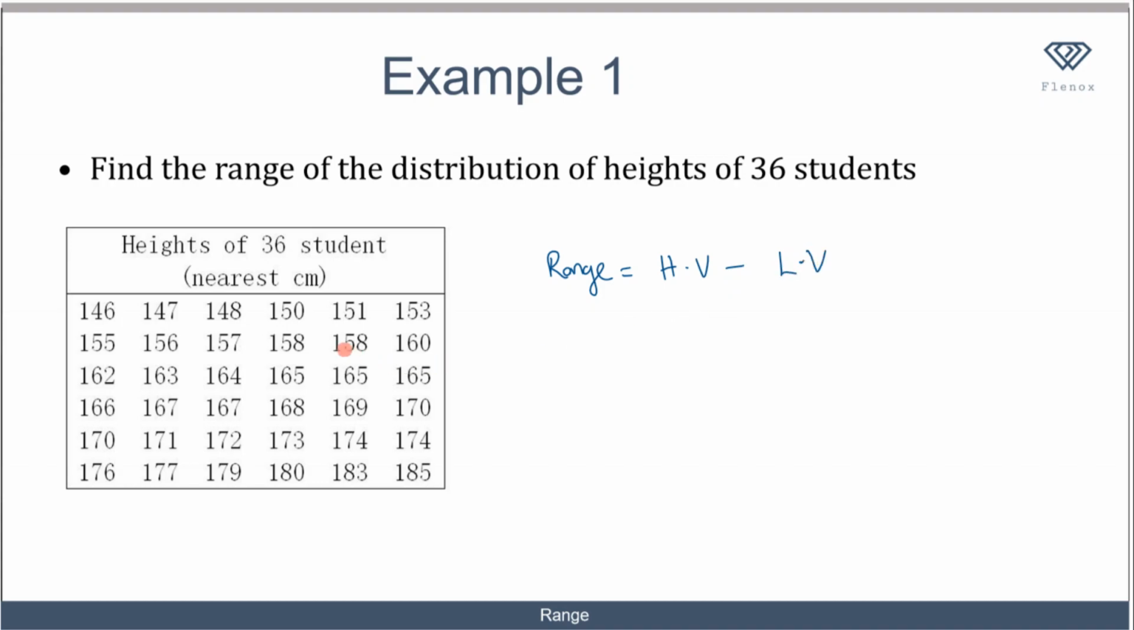So we look for the highest value of height in this distribution, and we see that it is 185 centimeters. So the highest value is 185, while the lowest value, when we check, we see that it is 146. So we subtract 146 from 185 and we get 39. So the range of the distribution of height is 39 centimeters.